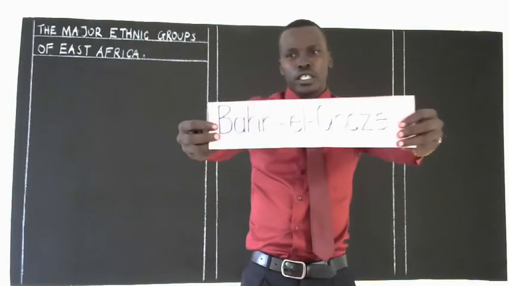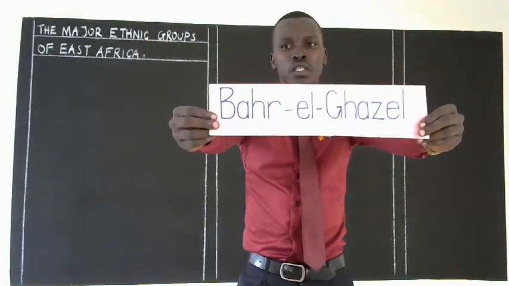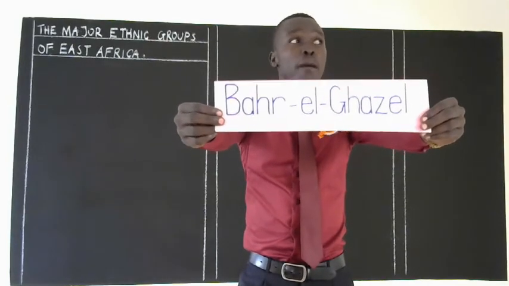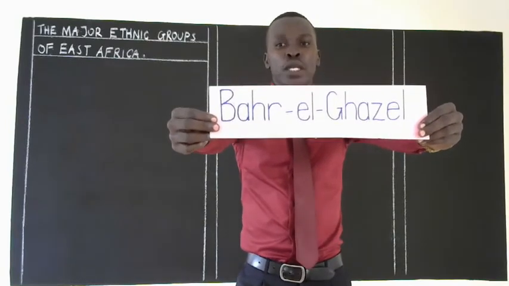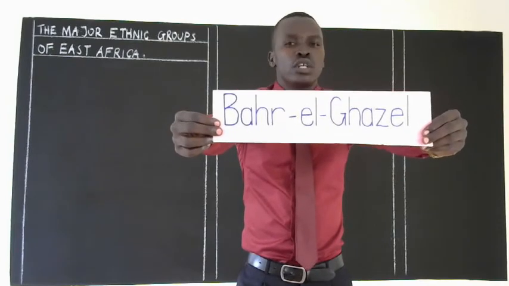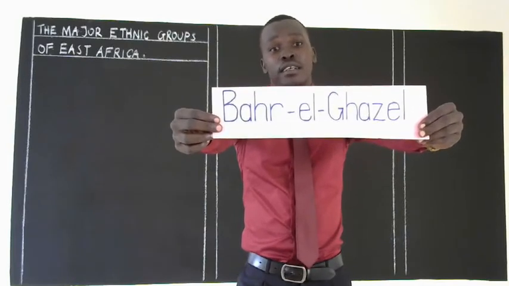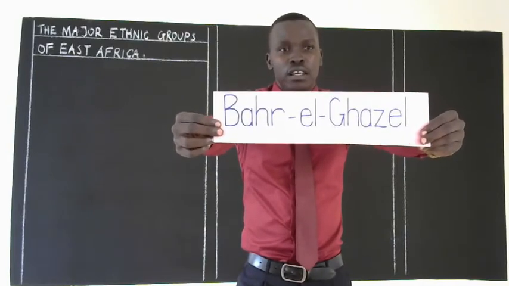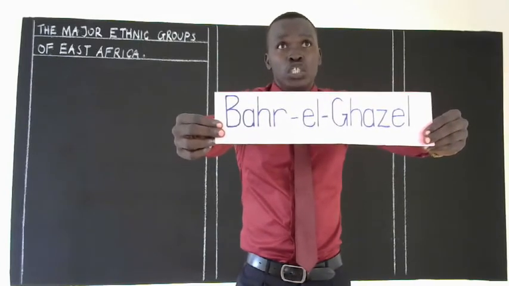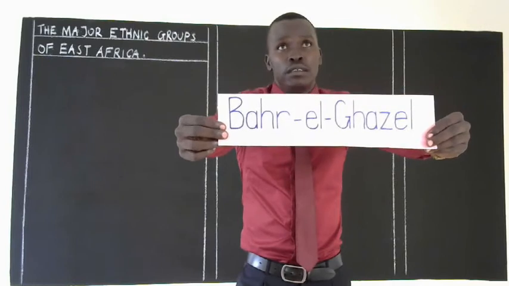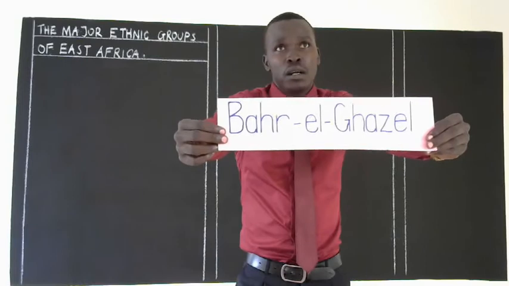We shall also be interacting with this word. This is Bahr el Ghazal. Can you say Bahr el Ghazal? Repeat after me. Bahr el Ghazal. Let's spell it B A H R. You put a hyphen E L, then another hyphen G H A Z A L. The word is Bahr el Ghazal.